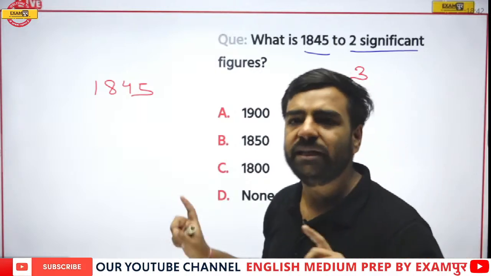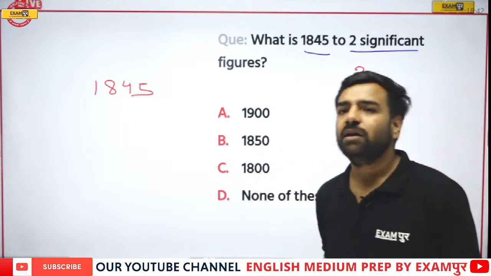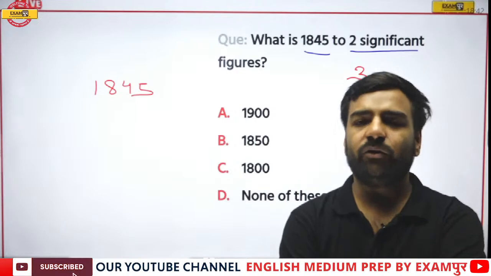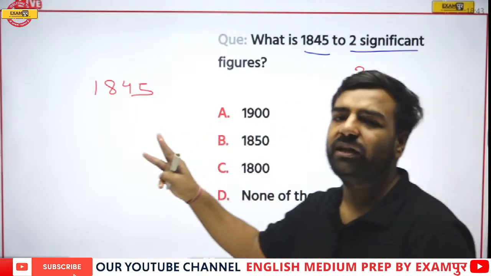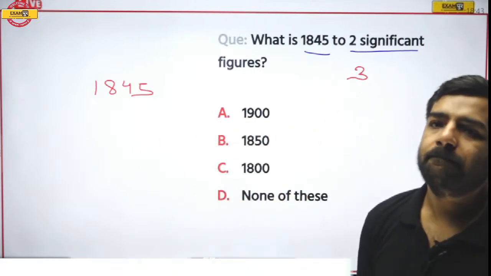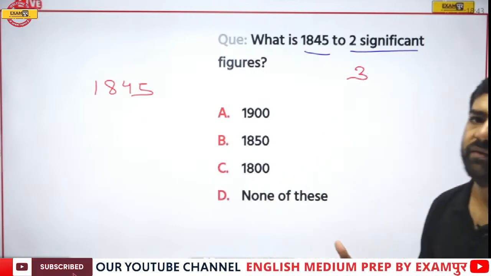Whoever is having doubt, please let me know. But I want you all to be correct in the main examination, please. And everyone who has joined the session, kindly like this session and share it. Waiting for the answer. What is 1845 to 3 significant figures? If you will give this answer correct, then everything is going to be correct.